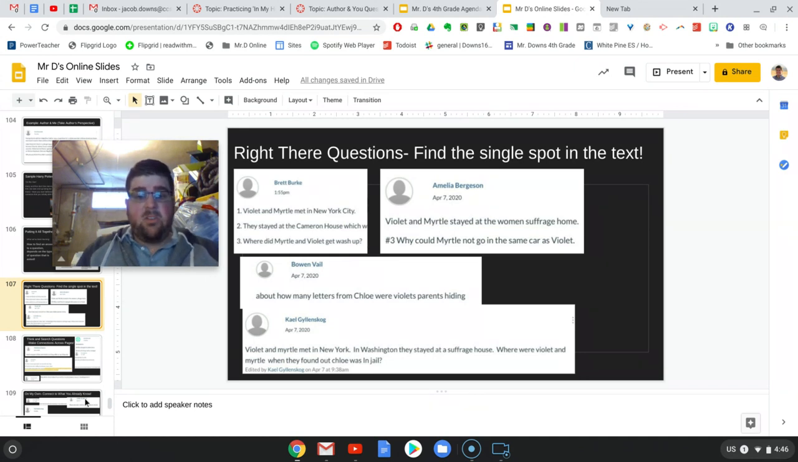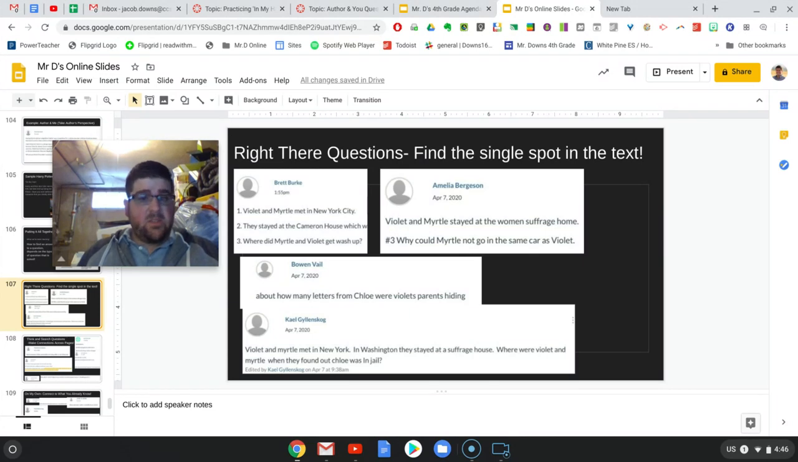Millie asked a great one too. She asked, why could Myrtle not go in the same car as Violet? In some ways that might be more of a think and search, but there is one specific answer in the text, and the conductor says it's because she's black, and so she's got to ride in a different car. Bowen asks about how many letters from Chloe were Violet's parents hiding.